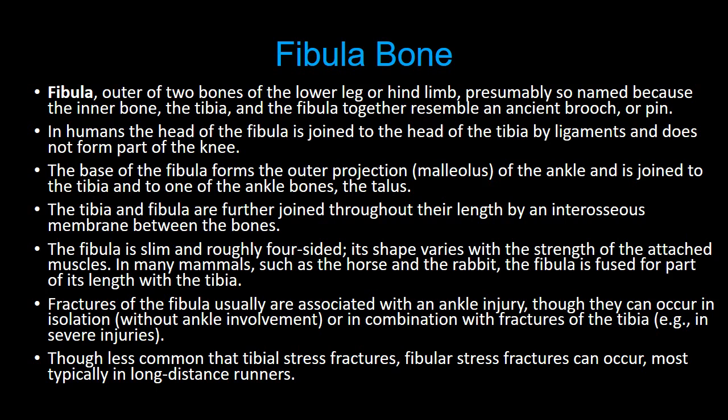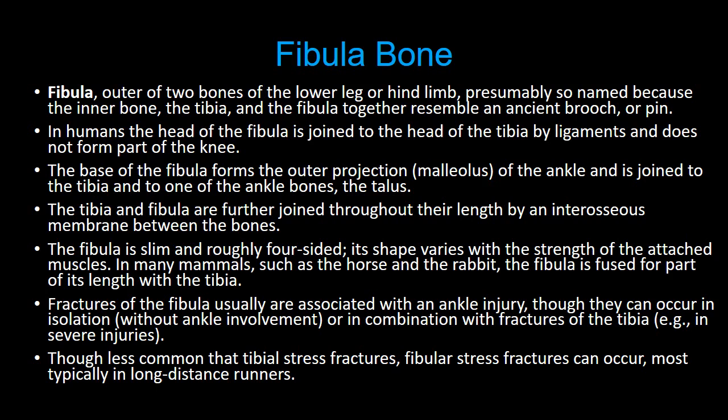The base of the fibula forms the outer projection of the ankle and is joined to the tibia and to one of the ankle bones, the talus. The tibia and fibula are further joined throughout their length by an interosseous membrane between the bones. The fibula is slim and roughly four-sided. Its shape varies with the strength of the attached muscles.